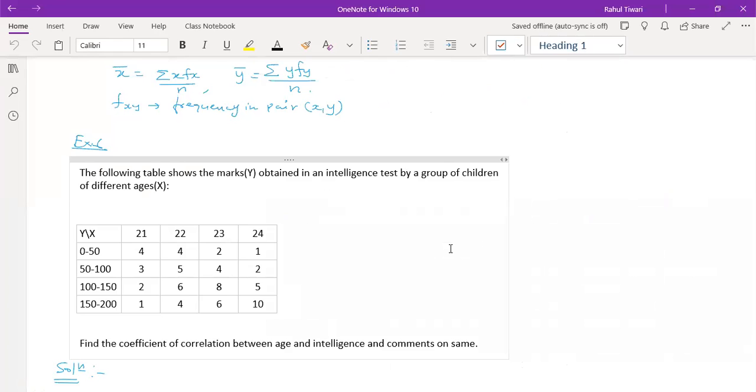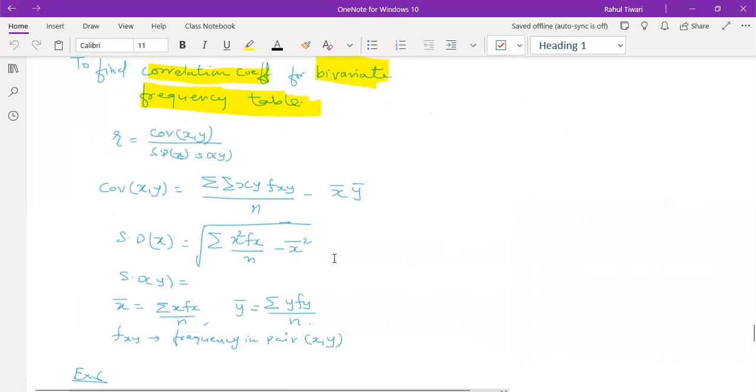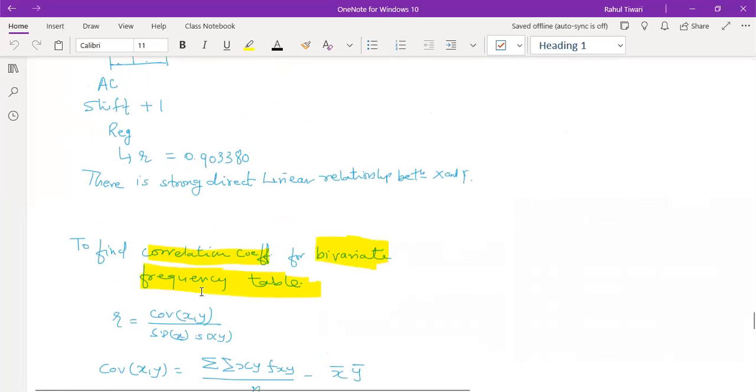So in the last class we discussed the correlation coefficient for a binary frequency table. When we have a binary frequency table, how can one get the correlation for such data? More things we will deal with in this session.